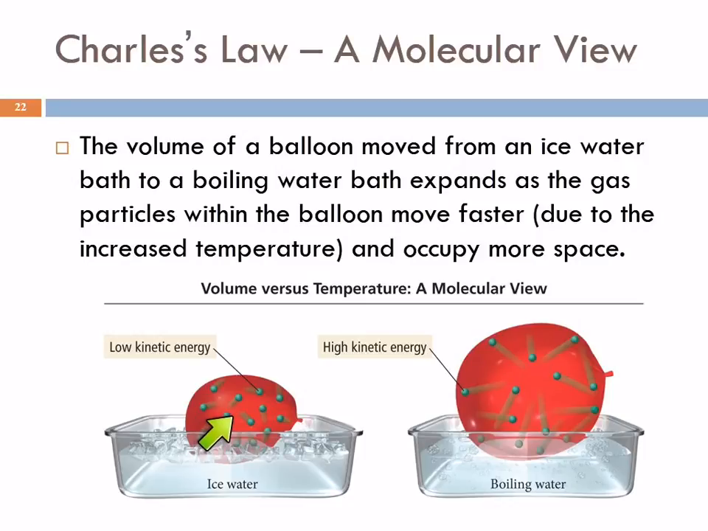We take that balloon and we put it in boiling water and heat it up. Now those same molecules have a lot more kinetic energy. They're going to be moving faster. Kinetic energy is 1/2 the mass times the velocity squared. The mass isn't changing. The only thing that's changing is the velocity. When they move faster, they're going to take up more space. So the volume increases at higher temperature. Any questions?